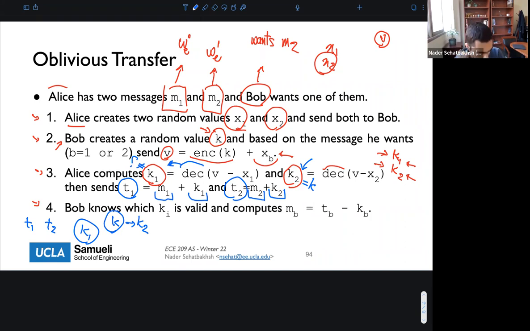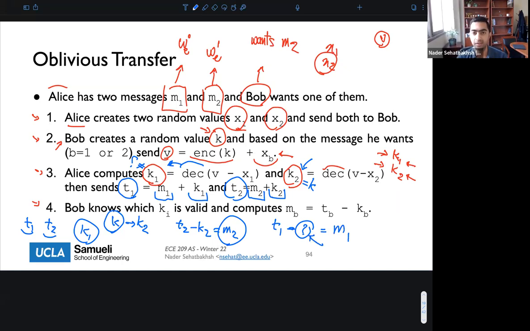what K1 is, right? So what happens in this case is that Bob has access to T1 and T2, but since Bob only knows what K2 is, but does not know what K1 is, he's gonna do T2 minus K2, and that would be resulting in M2, all right? Because T2 is equal to M2 plus K2. So if we subtract K2 from T2, we'll get M2. And then for T1, Bob cannot recover M1 because he does not know what the value of K1 is, right?